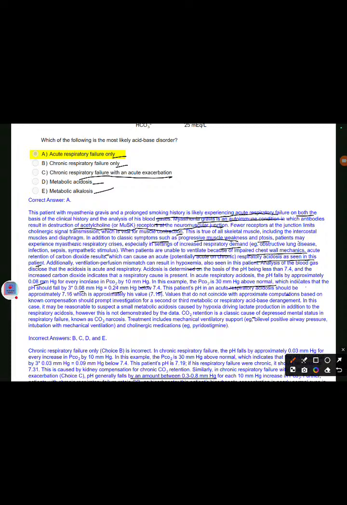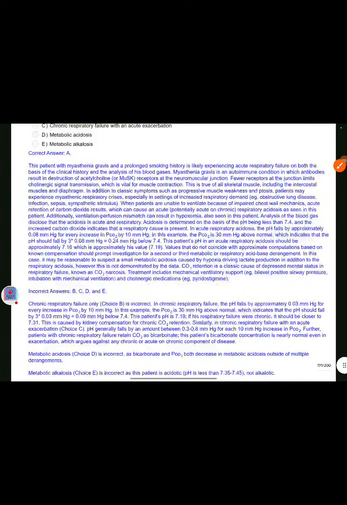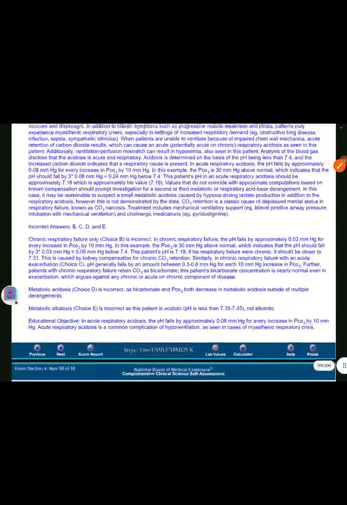Carbon dioxide retention is a classic cause of depressed mental status in respiratory failure, known as carbon dioxide narcosis. Treatment includes mechanical ventilatory support, such as bilevel positive airway pressure or intubation with mechanical ventilation, and cholinergic medications such as pyridostigmine. Chronic respiratory failure is incorrect.